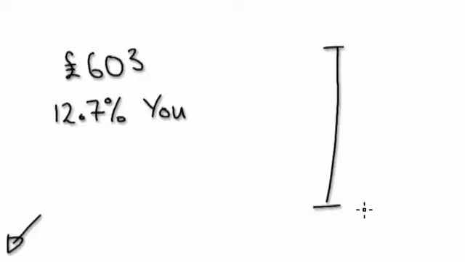So your diagram would look something like this: 0, 0, 1, 603. 50% would be here, 25% would be here. So I'm going to guess somewhere around here.